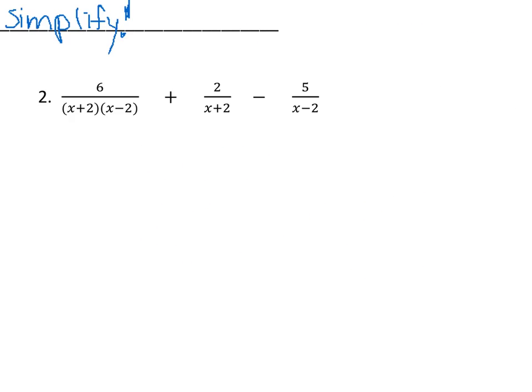Moving on to example 2. We want to start off by figuring out what our LCD is. Well, if you look at all these denominators, I have an x plus 2 and an x minus 2. And then over here I have an x plus 2. Let's put that in parentheses because remember that is a team. And then we have an x minus 2 and that is a team as well, so I'm going to put it in parentheses. So if we're getting our LCD, it looks like we're going to have an x plus 2 written down. So let's write that down. And then we're also going to have an x minus 2. So I'm going to write that down.